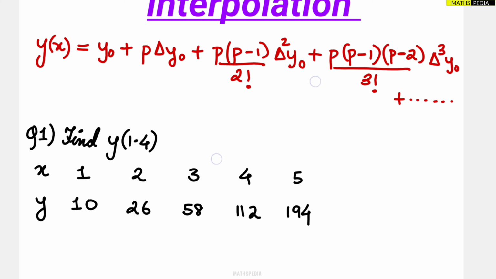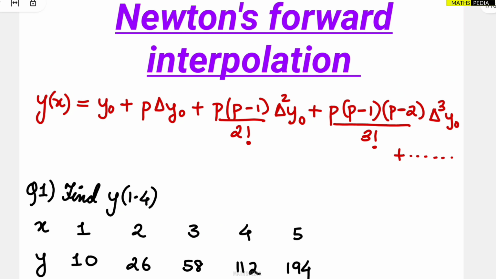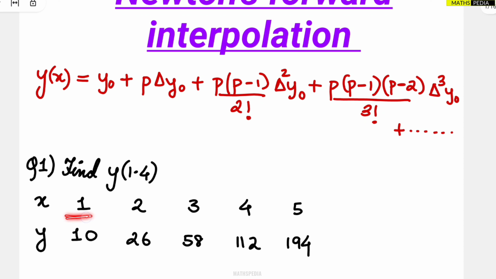And one more thing, Newton's forward interpolation formula is for equal intervals. That means if you see the x values, only you have to see x values. X values start from 1, then go to 2. What is the difference between these two? It is 1. The gap between these two is 1, right? Next, 2 and 3, again the gap is 1. We can call it the gap or we name it h. That we will be discussing now.